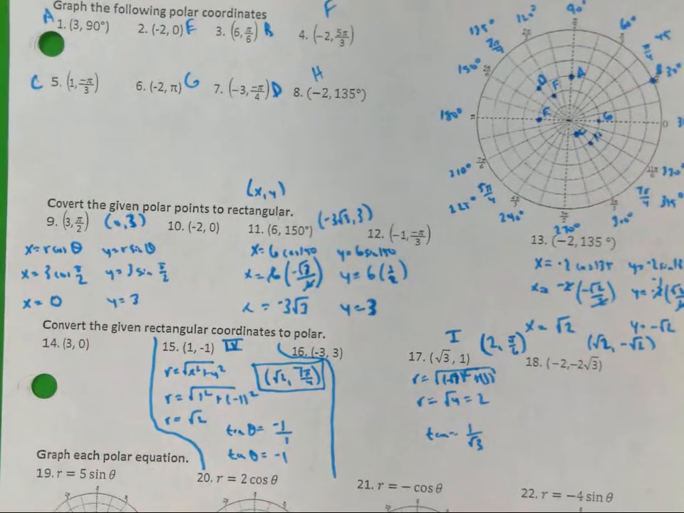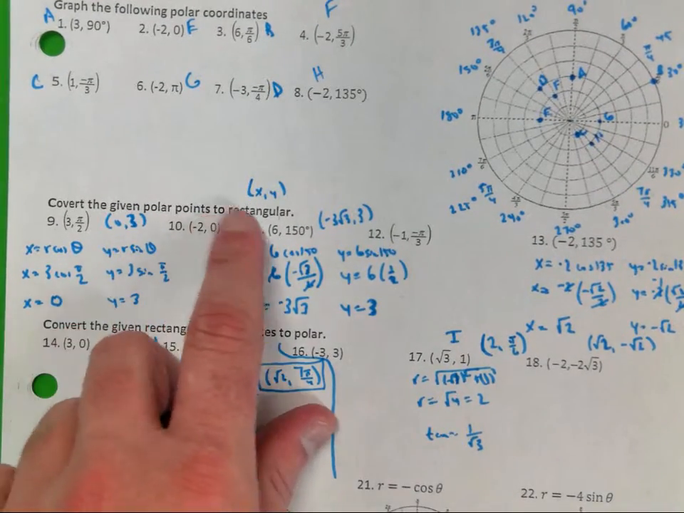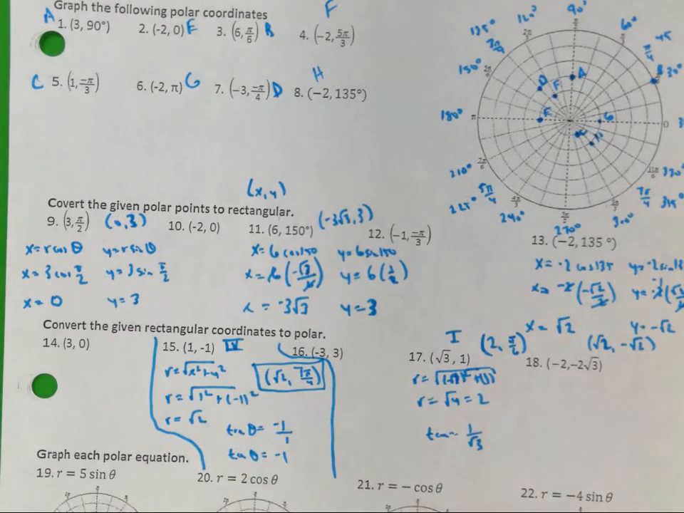All right, now it says convert the given polar to rectangular. Like I said, read your direction. It tells you what to do. So we're going from polar to rectangular. So in rectangular, I need a what? X and a Y, okay? So I need an X and a Y. I'm going to write it on this paper so we can see it better.